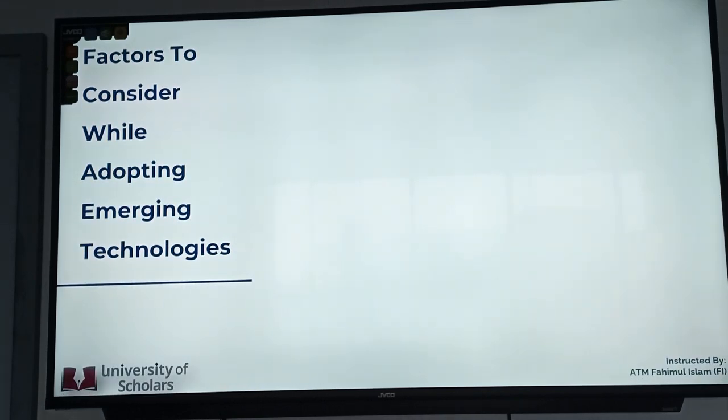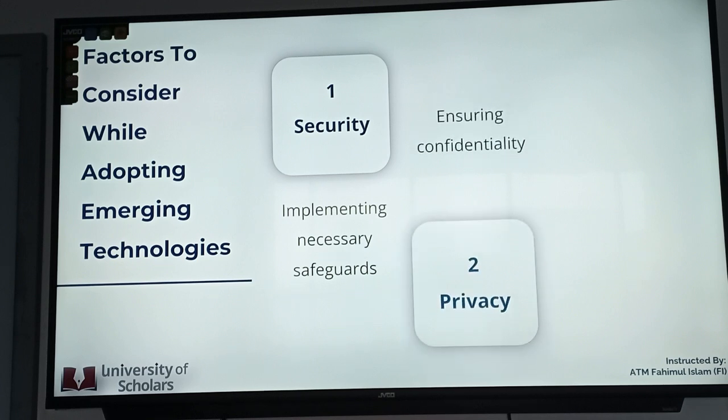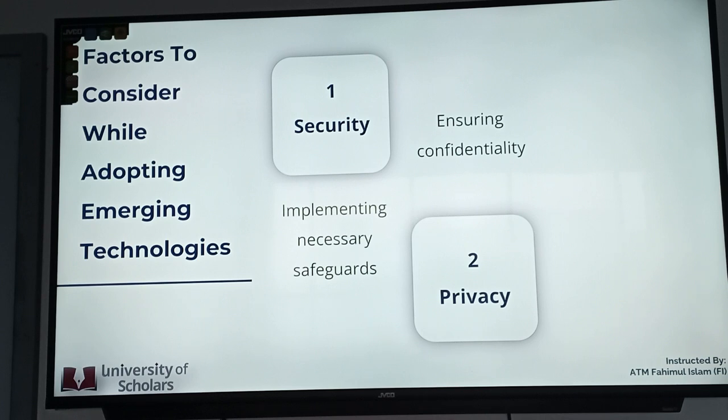So then finally we should consider the following factors while adopting emerging technologies. The first one is security. Assessing the security implications of new technologies and implementing necessary safeguards to protect against potential threats. The summarized point is implementing necessary safeguards, then ensuring confidentiality of the data, then complying with the relevant regulations and standards related to the adoption of these technologies.